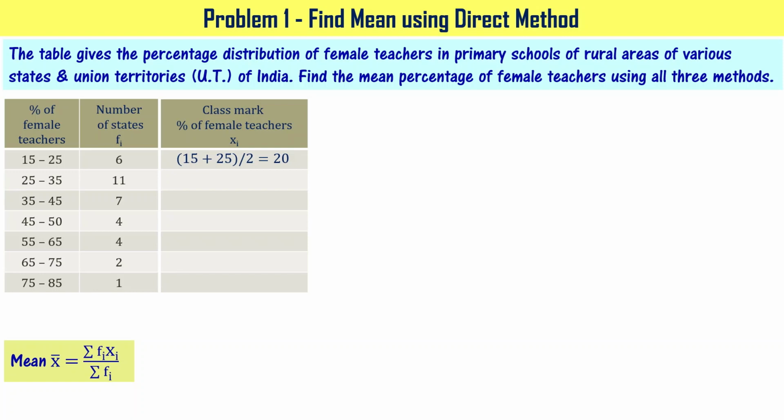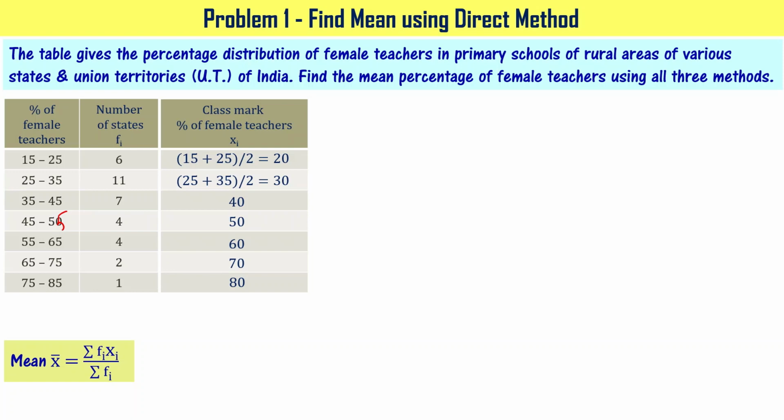That is equal to 20. The next one is going to be 25 plus 35 divided by 2, that is equal to 30. The next one is going to be 40. For the next class, it is 50. Sorry, this is 45 to 55. For that class, it is 50. For the next class, it is 60. For the next class, it is 70. And for the last class, it is 80. Now we have class mark xi for all the classes and the frequency fi for all the classes, right?